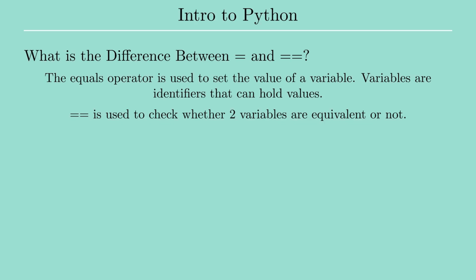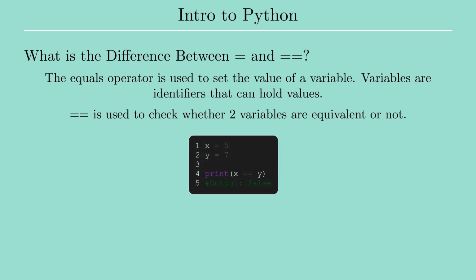In this example, on lines 1 and 2, x and y are variables that are set to the values of 5 and 7. Then, on line 4, we are displaying the output of the operation of checking whether x and y are equal to each other. In this case, the program would display false.